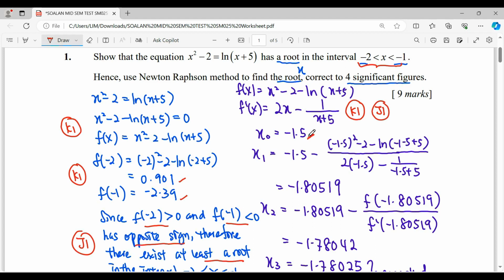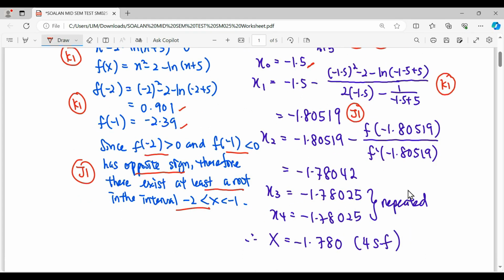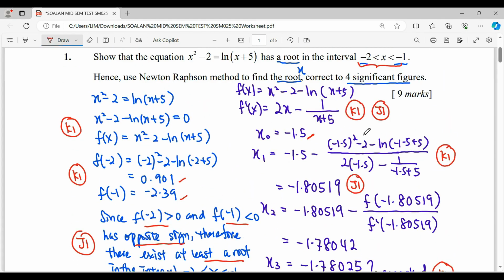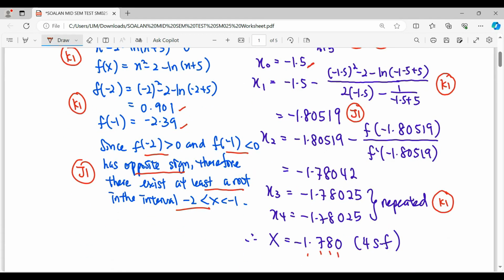When you start with initial value -1.5, you have to show us the formula of the Newton-Raphson method. So this is the concept that we want. Show us your working: what is your x, what is your f(x), and what is your f prime(x), and come up with your answer. Proceed with your answer for the second iteration, the second repeated calculation, until you get a repeated answer, then you stop. Once you stop, you round off your root to 4 significant figures. So 1, 2, 3, 4. This is 4 significant figures. Here will be your answer.